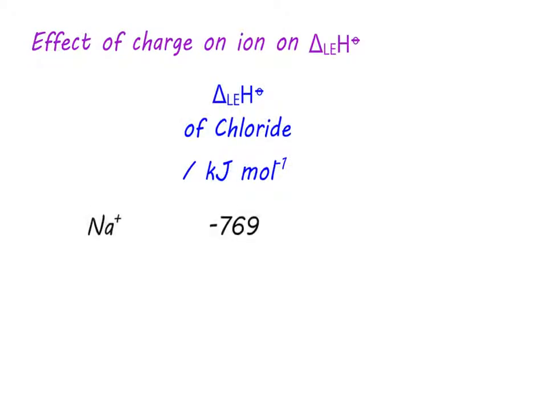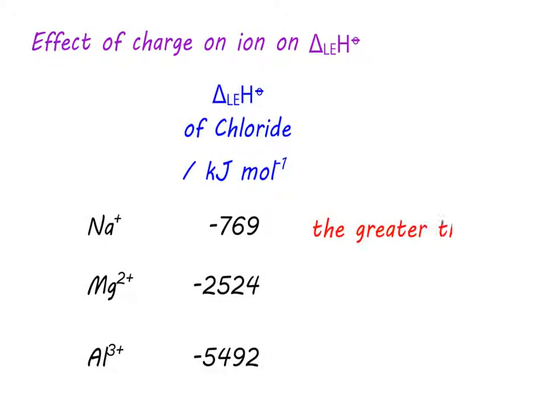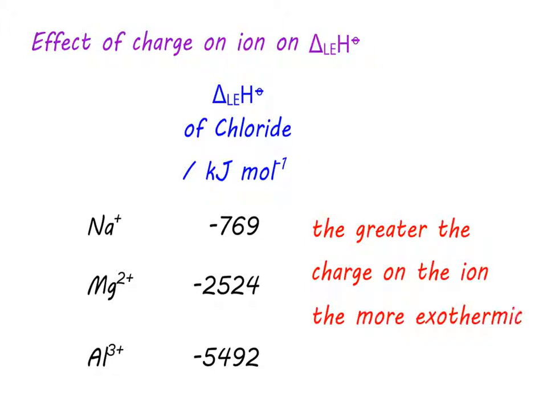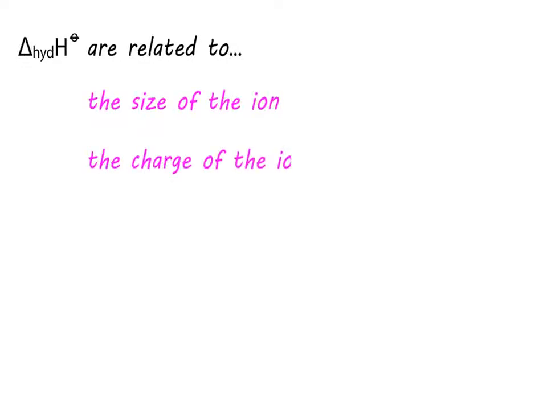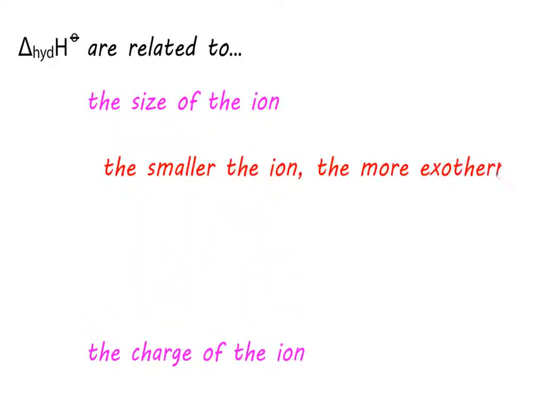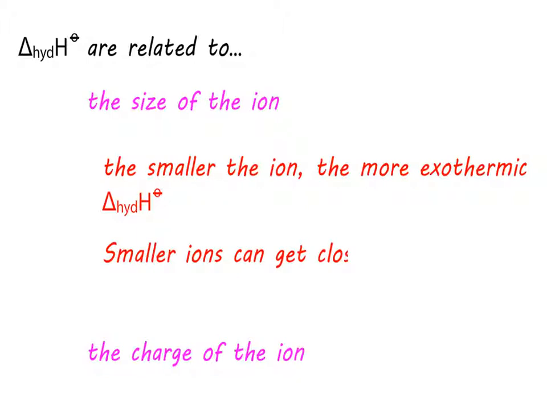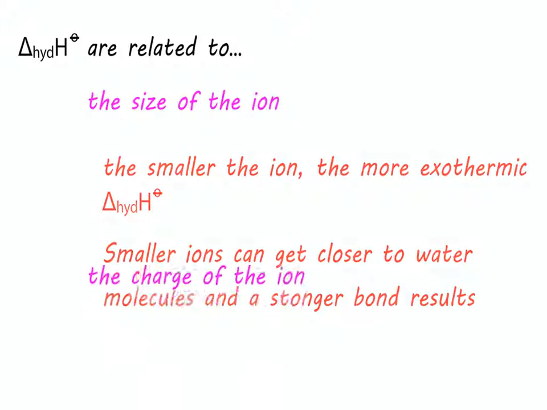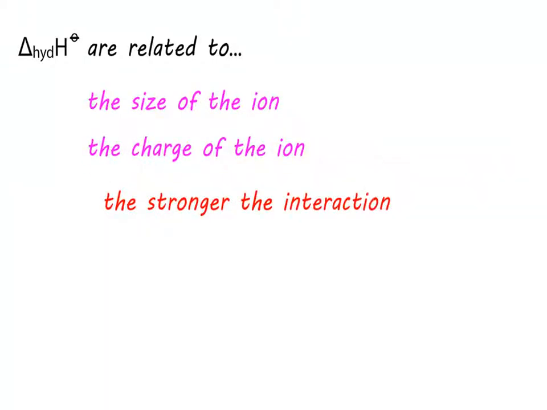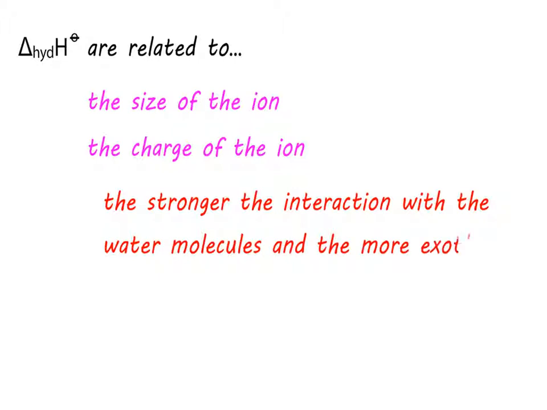The size of charge on the ion also affects the lattice enthalpies, with greater charged ions creating stronger ionic bonds and therefore more exothermic lattice enthalpies. Similarly, the standard enthalpy change of hydration values are related to the size of the ion and the charge. The smaller the ion, the more exothermic the enthalpy change of hydration. This is because smaller ions are able to get closer to the water molecules and a stronger interaction/bond results. The greater the charge on the ions, the stronger the interaction with the water molecules, and the more exothermic the value for the standard enthalpy change of hydration.